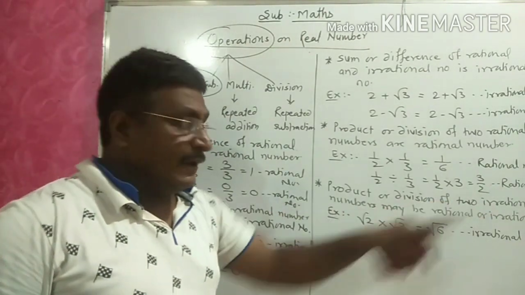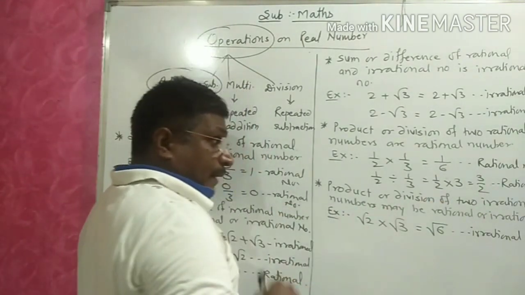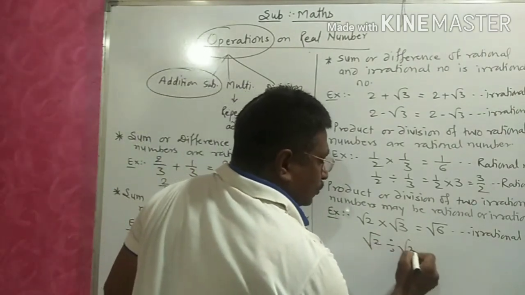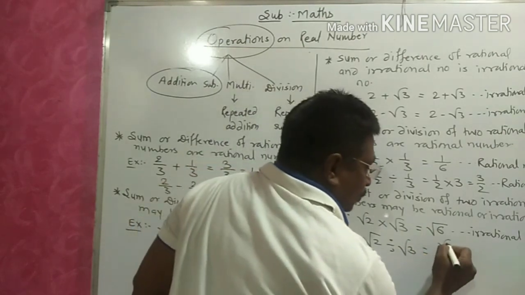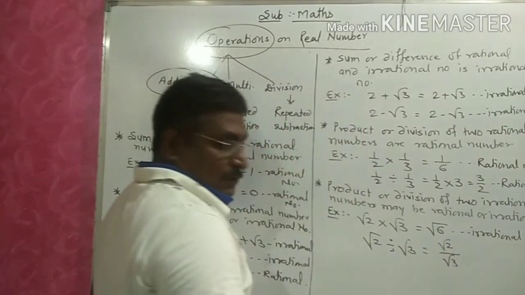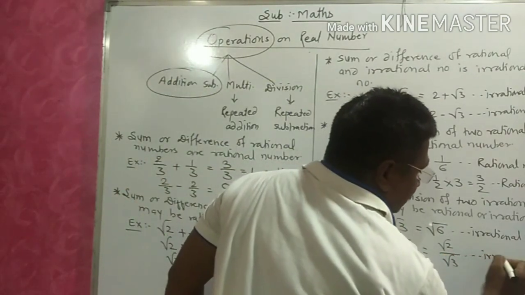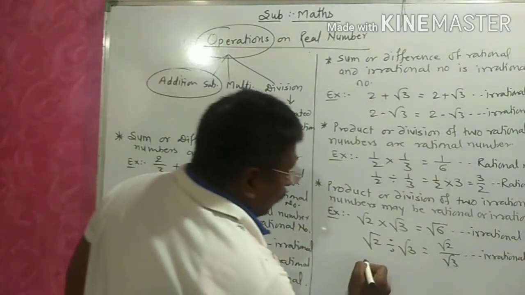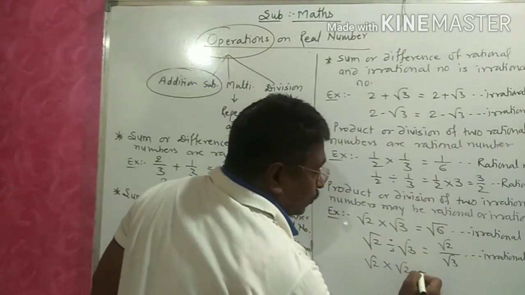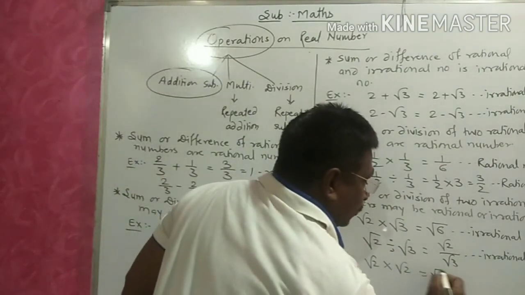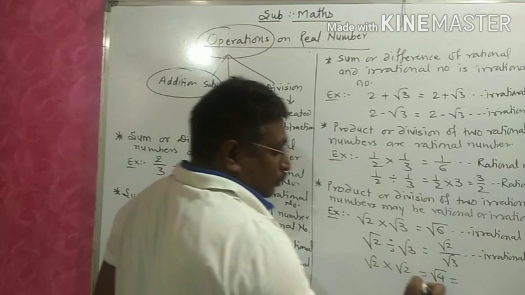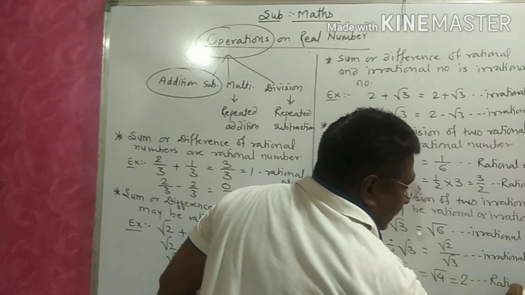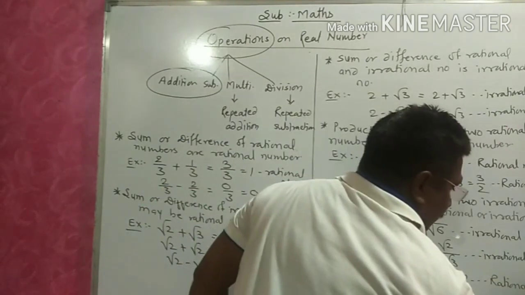What type of number is this? Irrational number. But now in place of that, root 2 divided by root 3. So what can we write? Root 2 by root 3. So this is also an irrational number. Now root 2 into root 2. So what will we get? Root 4. The square root of 4 is 2, which is a rational number.